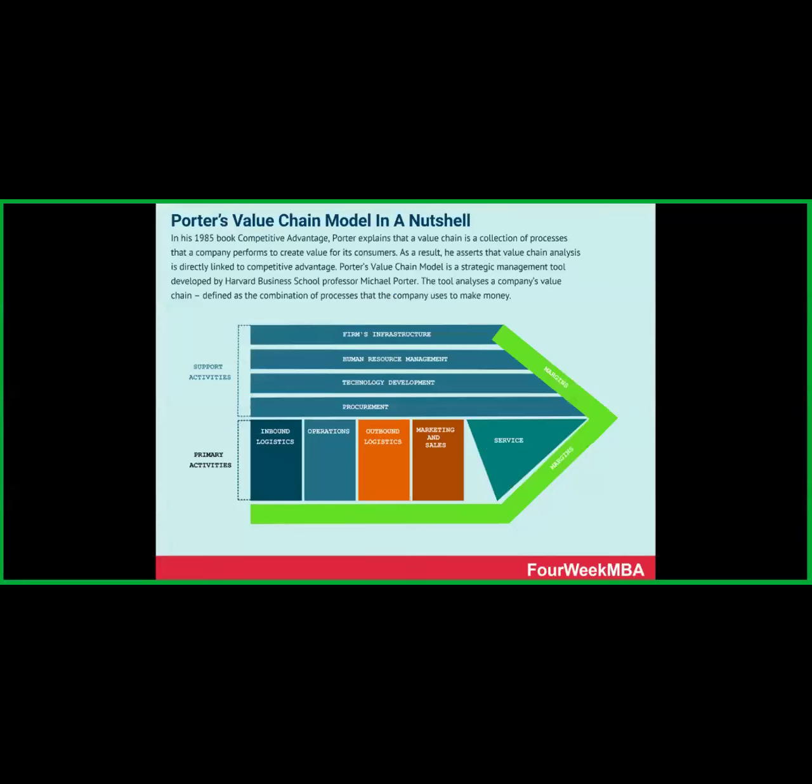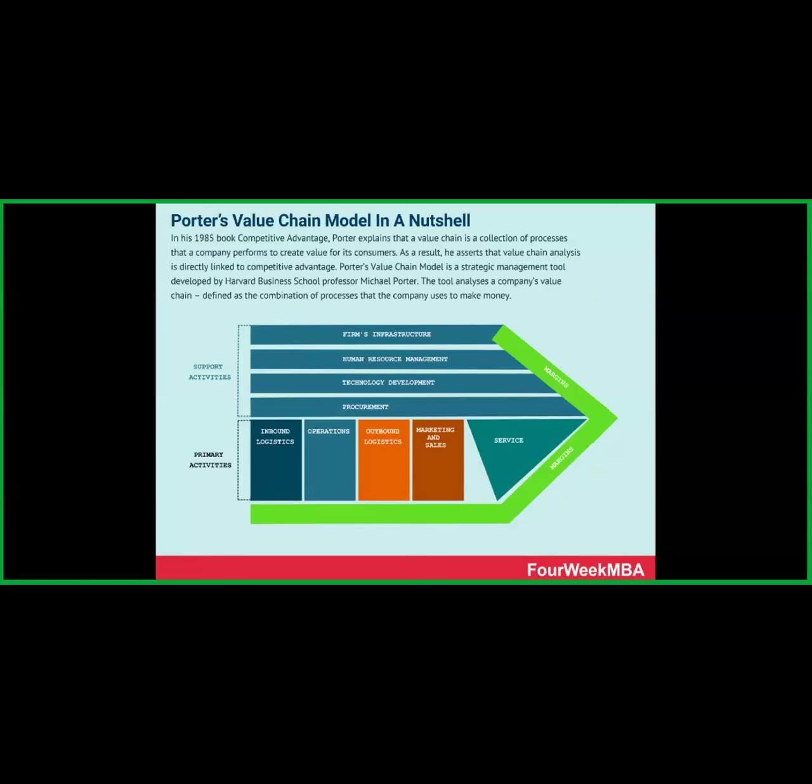topic, and that topic is Porter's value chain model. In his 1985 book Competitive Advantage, Porter explained that a value chain is a collection of processes that a company performs to create value for its customers, consumers. As a result, he asserts that value chain analysis is directly linked to competitive advantage.